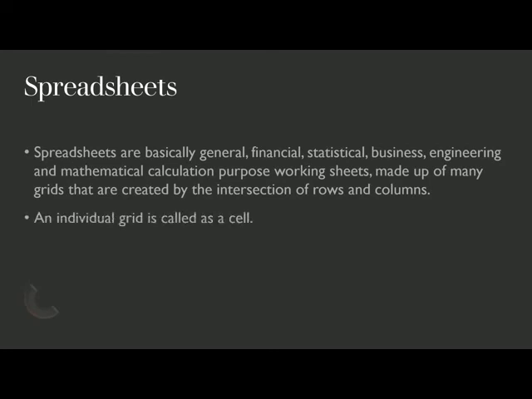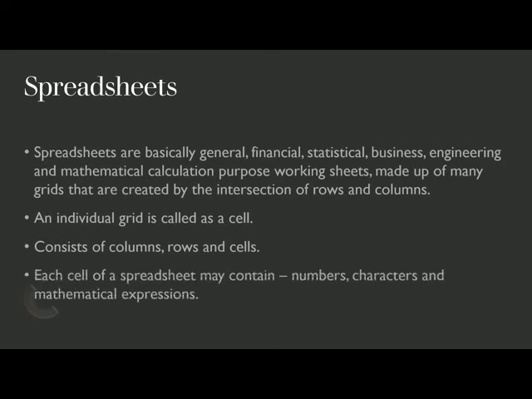An individual grid we call here a cell. It consists of columns, rows and cells. Each cell of a spreadsheet may contain numbers, characters and mathematical expressions. Apart from that, we can even enter alphanumeric data, date, time, symbols, and formulae over here.